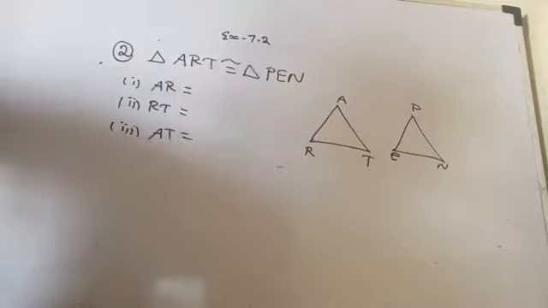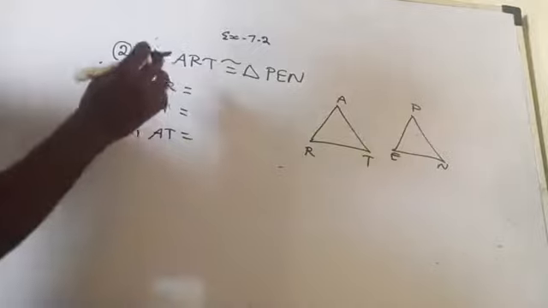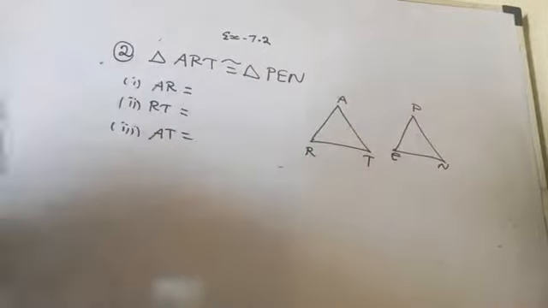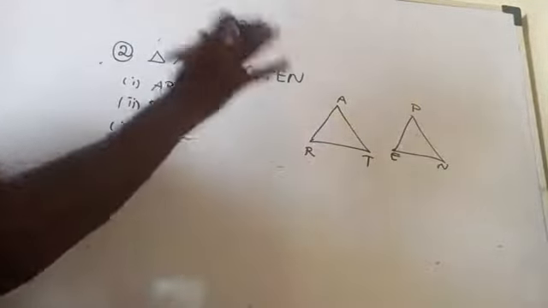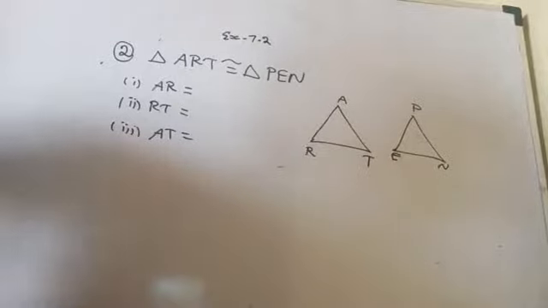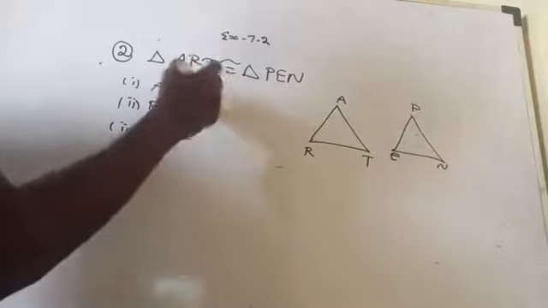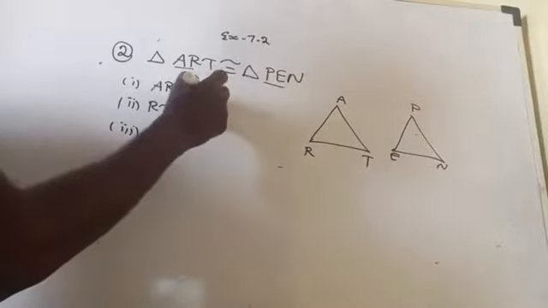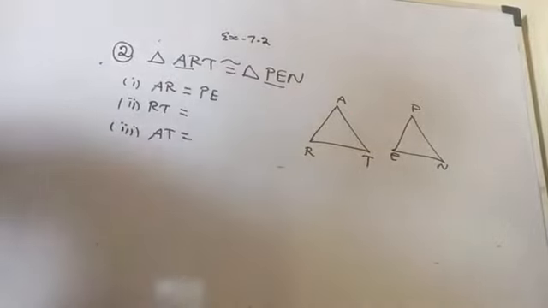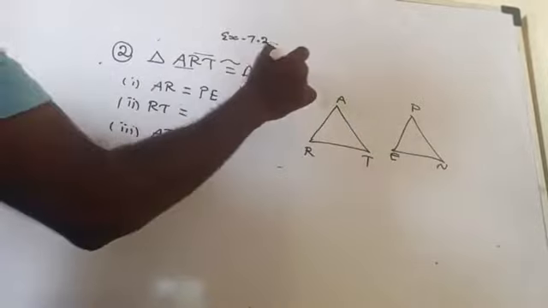Triangle ART is congruent to triangle PEN. Alright, now by the triple congruence rule, these two triangles are congruent. So therefore, AR corresponds to, what is that? PE. AR corresponds to PE. Are you getting here? Then RT corresponds to EN.